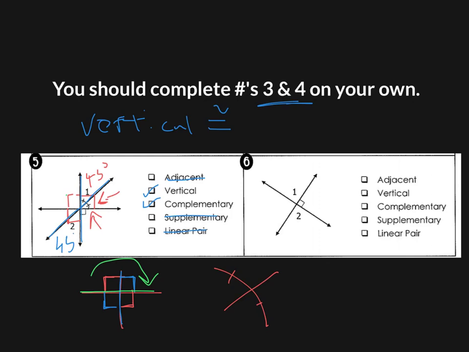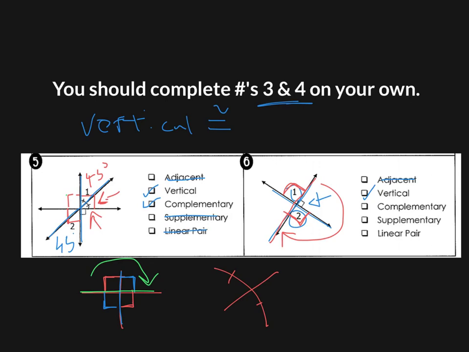Over on number 6, it looks like 1 and 2, again, they do form an X, so they are definitely vertical, can't be adjacent if that's the case. And if this angle right here is 90 and this forms a straight line, then by argument, that is also 90 because this whole thing has to be 180. So 90 plus 90 equals 180. It's the only way that's going to happen. And if 2 is 90, then guess what, folks? 1 is as well because they are vertical.